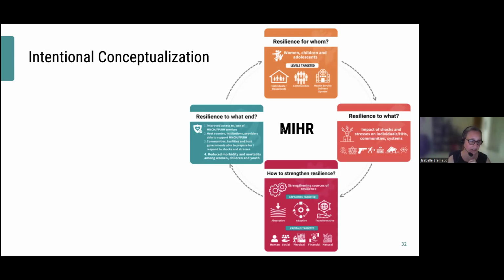And then the fourth question is about resilience to what end? So what are the outcomes we want to maintain or to improve despite shocks and stresses? And in our case, it's about reducing morbidity and mortality among women, children, and youth over time, despite shocks and stresses. Next.